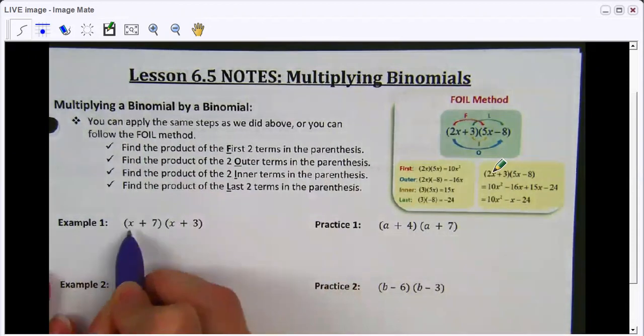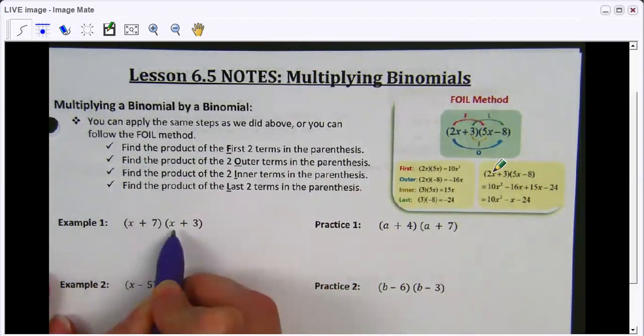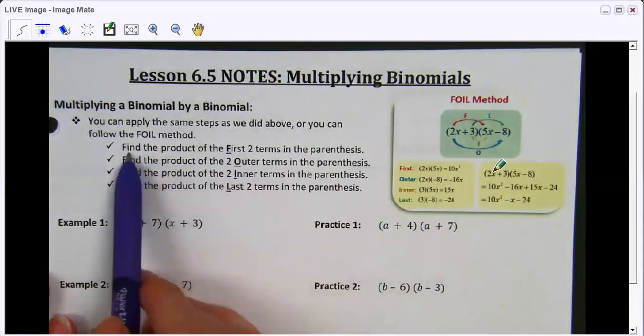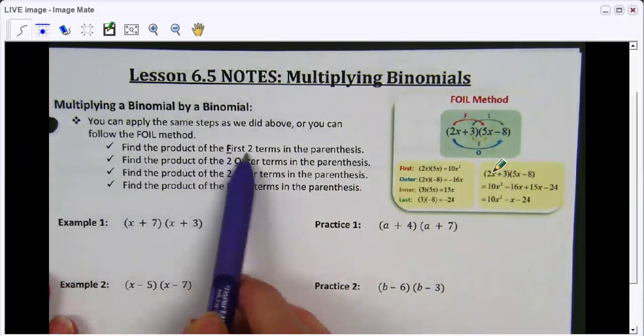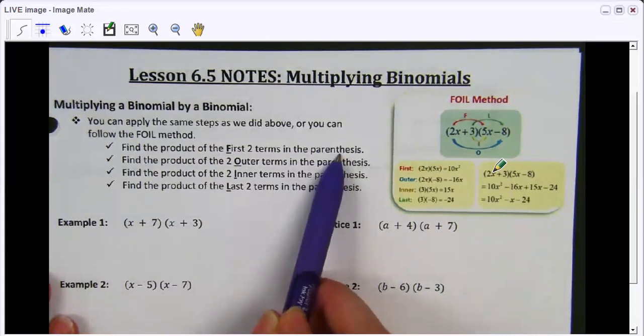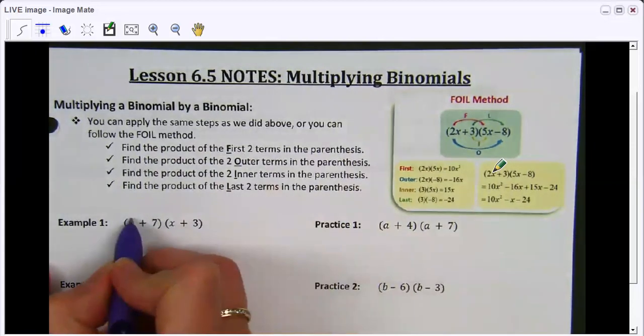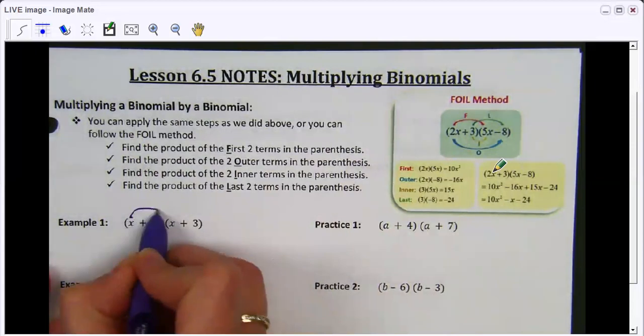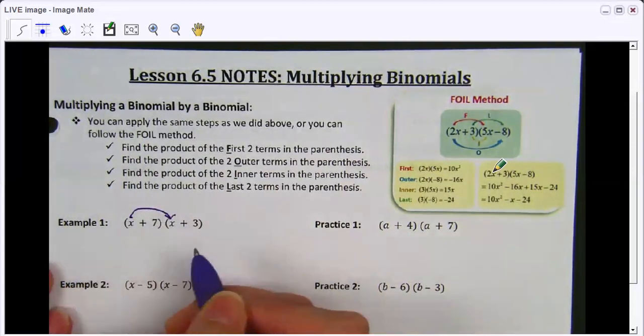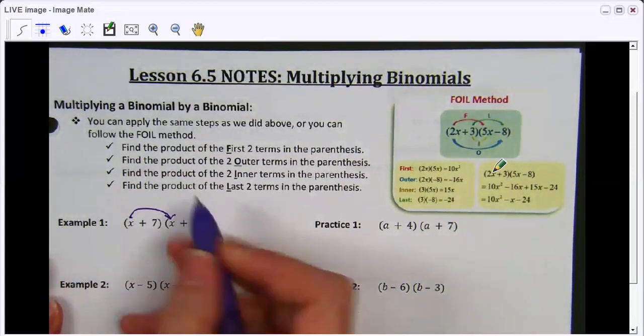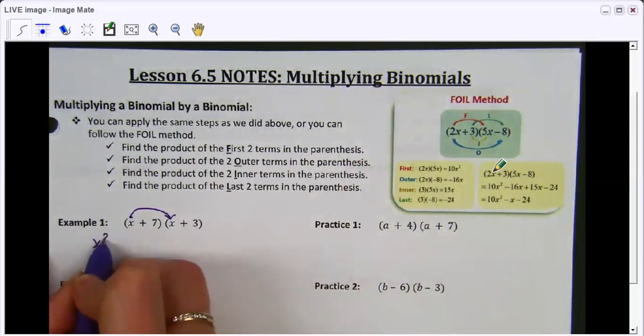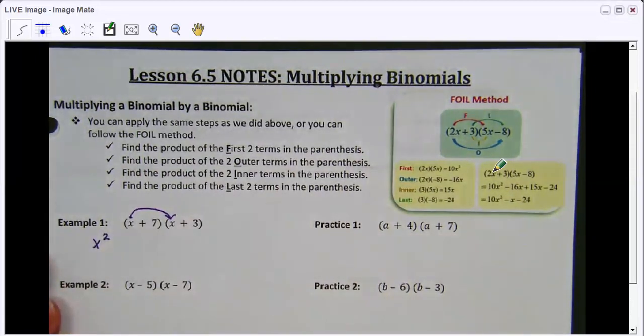So basically what you're going to do is multiply the first two terms in each of the parentheses. And that is our first step. Find the product of the first two terms in the parentheses. Okay, so we're going to multiply x times x. X times x is x squared. We just practiced that in our warm-up.